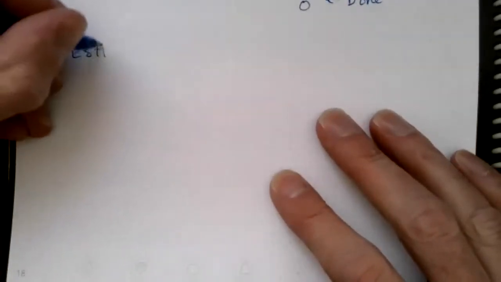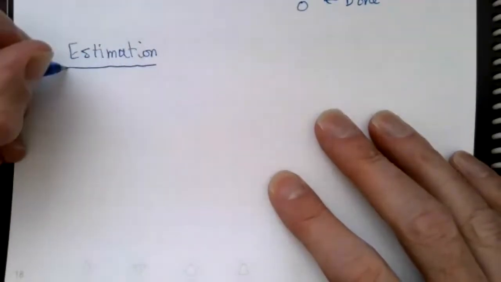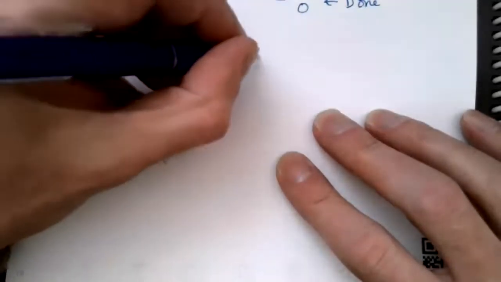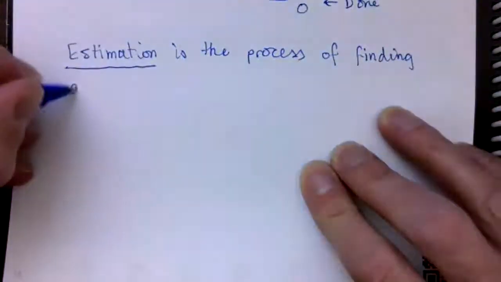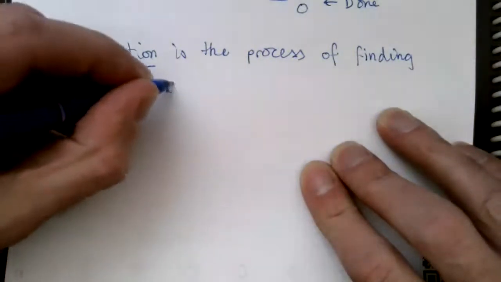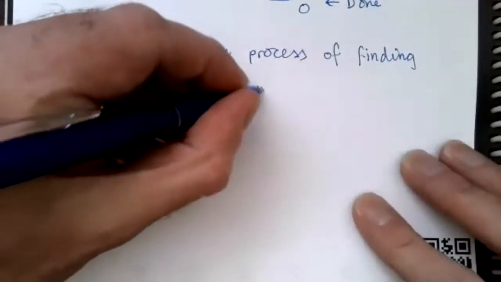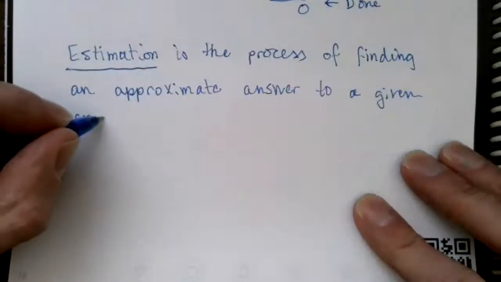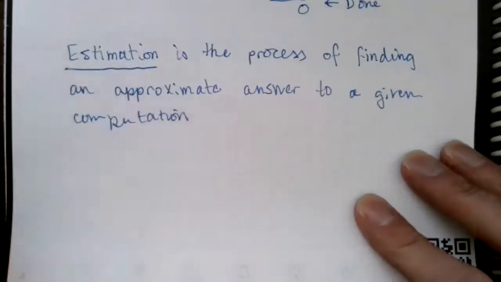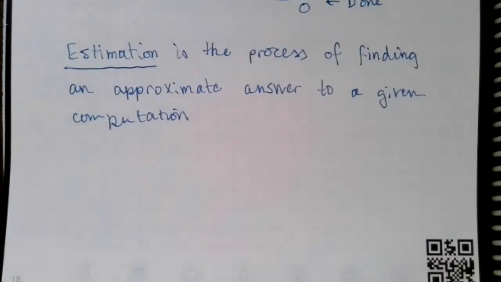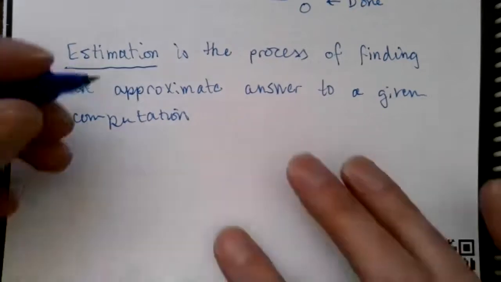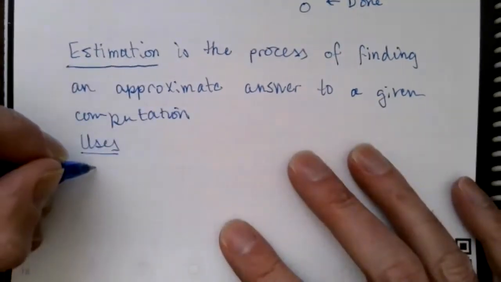So estimation is the process of finding an approximate answer to a given computation. Okay, so the uses of estimation.